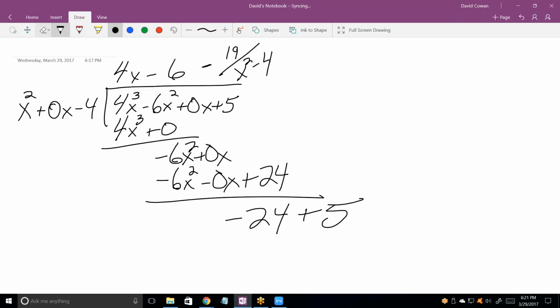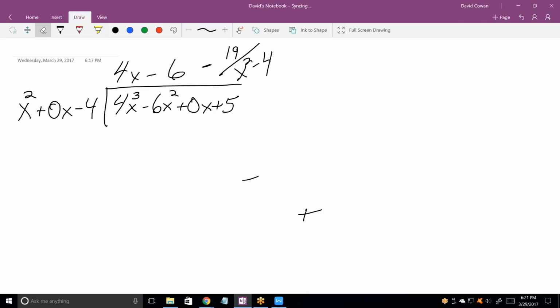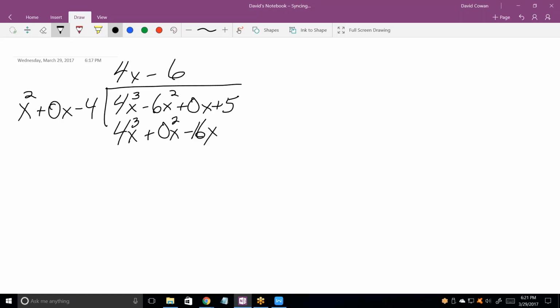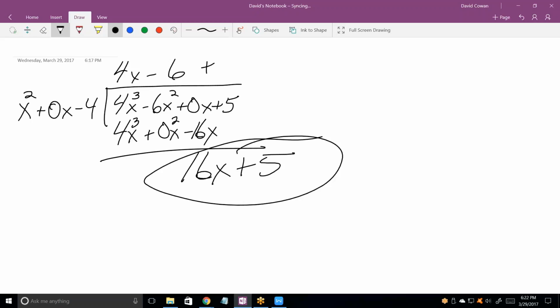Oh, I never did that part, did I? No, you forgot. Oh, I left that out. I should be able to get the same answer she got here. So I'm multiplying 4x times all 3 terms. That was my mistake. I just multiplied it by 2 terms. Now when I subtract, I get 16x, bring down the 5, and that's the remainder. So it's plus 16x plus 5, all divided by x squared minus 4.